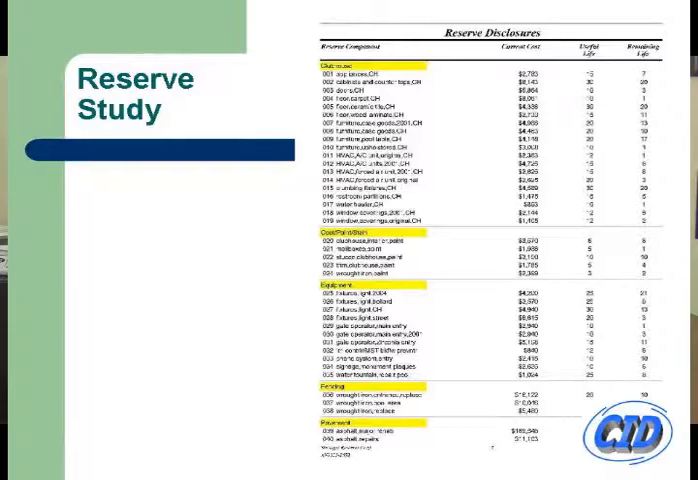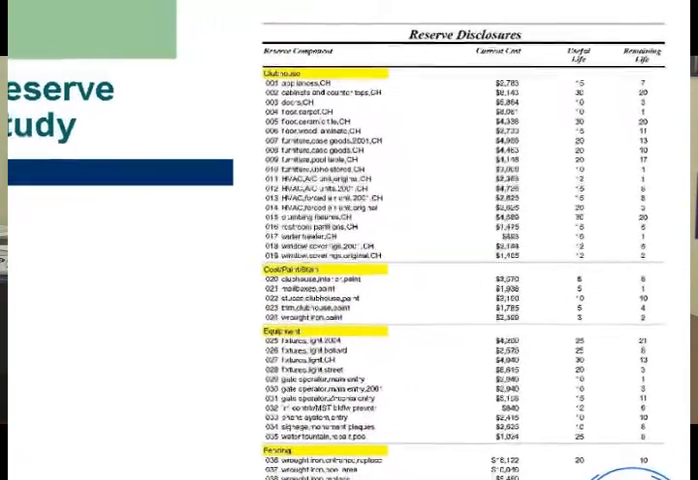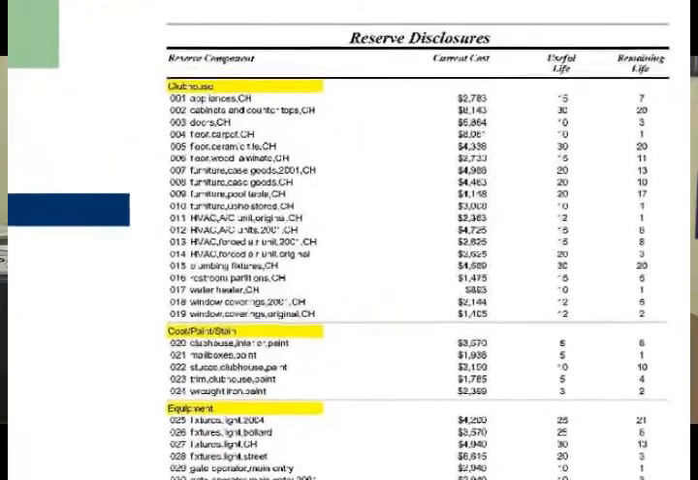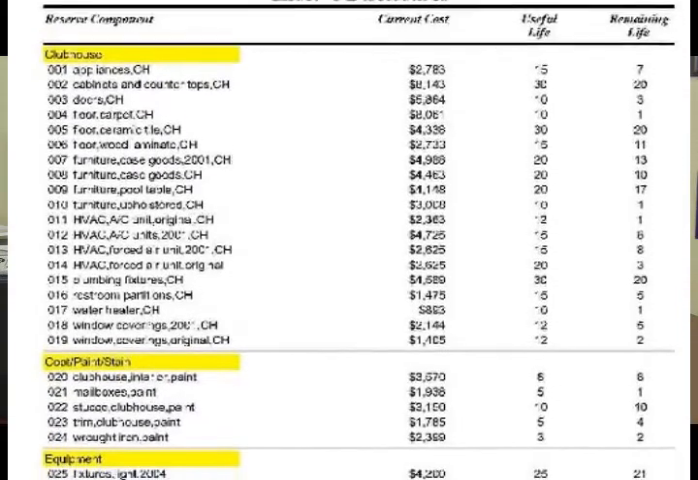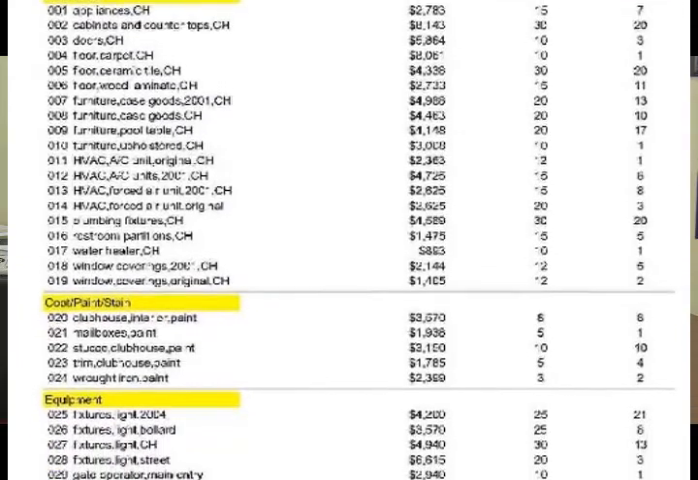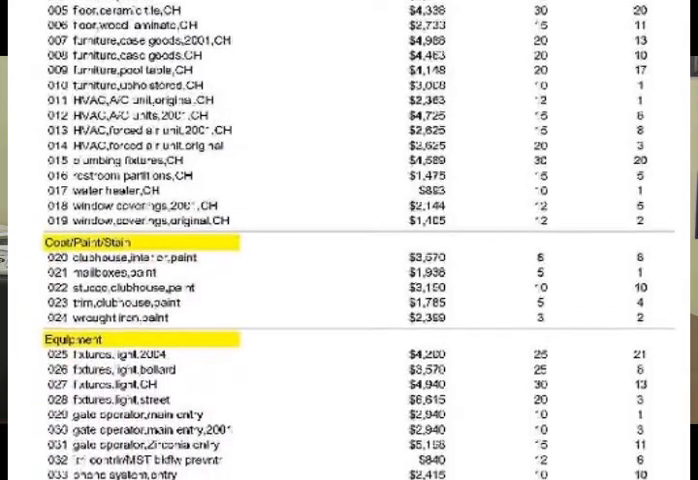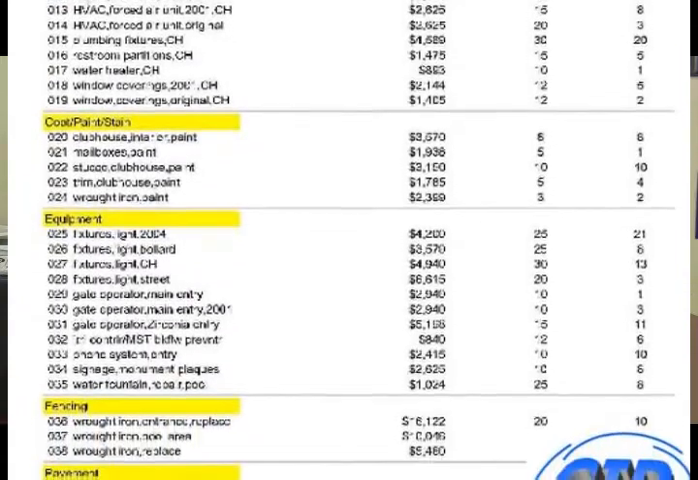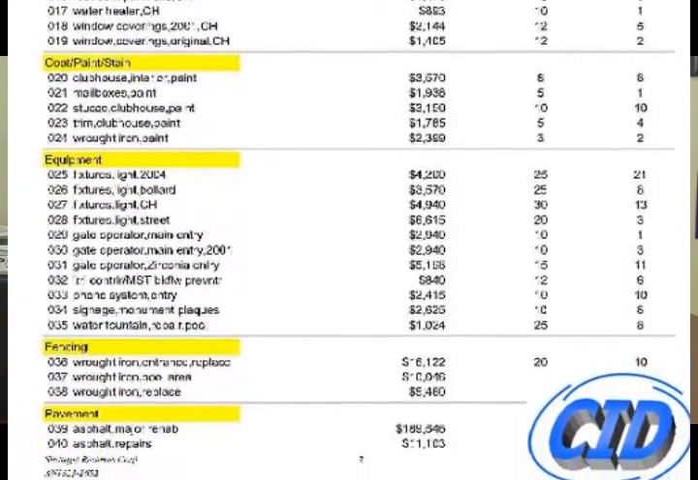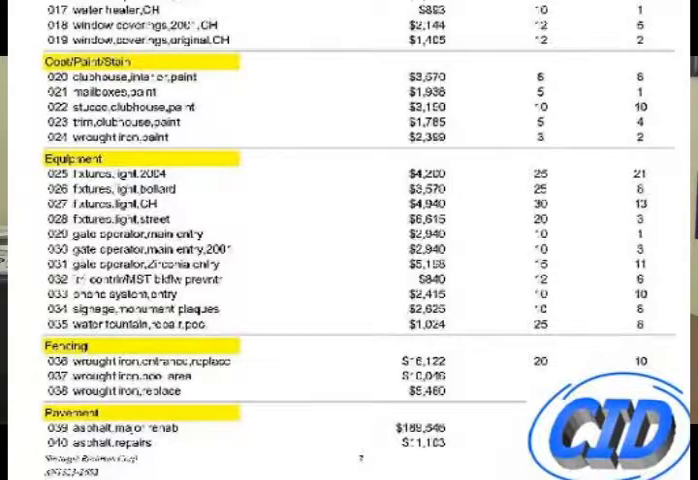And then you'll see a report here that shows the amount of money that they estimate each reserve item is worth, and the useful life, and the remaining life of that individual item. So you can kind of take a look at that. Take a good look, take some time, look at your own individual reserve report that you'll have for your association, and you'll see that each of these items are in there in one form or another. Each reserve company has their own little different format, but they all basically say the same thing.